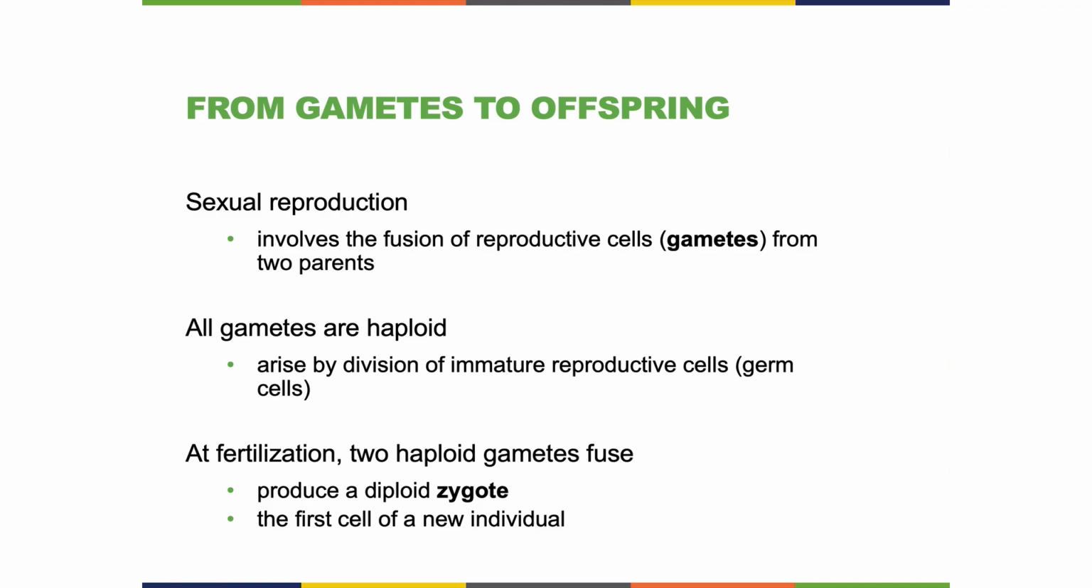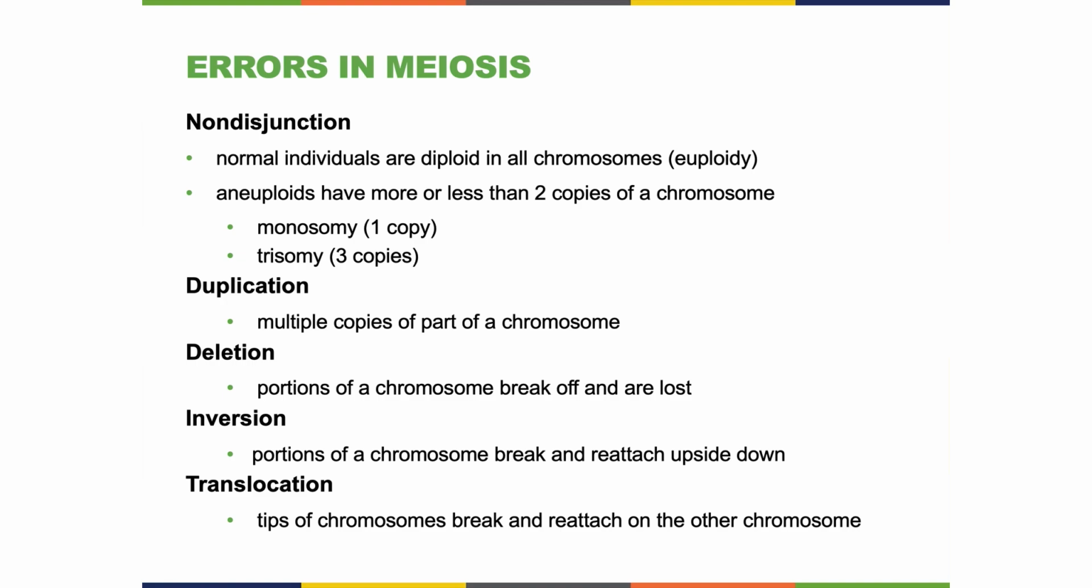Okay, so again, sexual reproduction, we're fusing gametes from 2 different parents, and gametes are haploid, right? They arise by the division of immature reproductive cells, the germ cells, and in humans, that's the oogonia, that's the spermatogonia, okay? At fertilization, we fuse the gametes to form a diploid zygote. That's the first cell of the new individual. And now mitosis is going to kick in many, many times to produce a mature organism. But sometimes there are errors in meiosis.